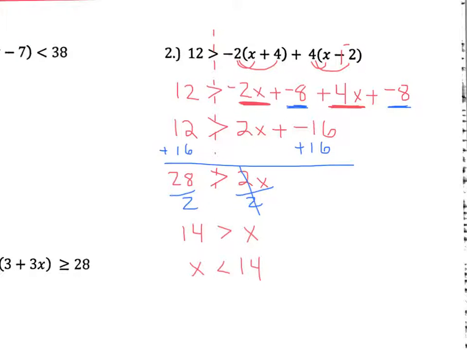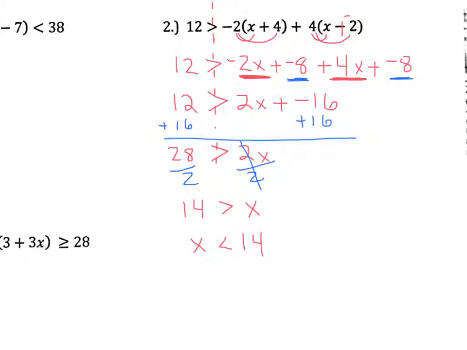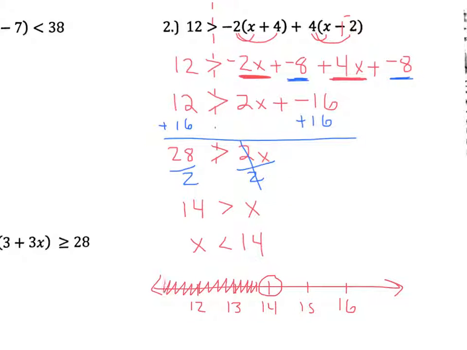Okay, now I can graph it on a number line. I'm looking for all the numbers less than 14. So 14, 15, 16, it gets higher as you go to the right. And then we count down to the left, and we're looking for numbers less than 14. So hollow around 14, because 14 doesn't work. It's not less than itself. And all the numbers less than are to the left. So all these numbers would be called solutions. They would work in the problem.